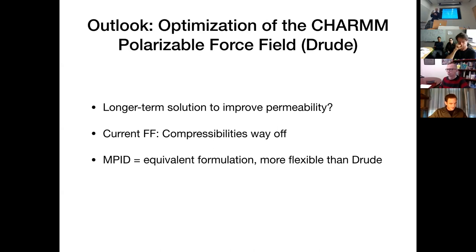And we also have this equivalent formulation of the Drude model, a multipolar induced dipole model. I should have put the citation here. Jing Huang published this 2 years ago, which is basically a translation of Drude into a multipolar induced dipole framework, but gives a little bit more flexibility in terms of the choice of parameters. And that's also something Bernie is very much interested in. So these are going to be the things that we're going to work on over the next couple of years. And Yalun is going to play a big part in that.